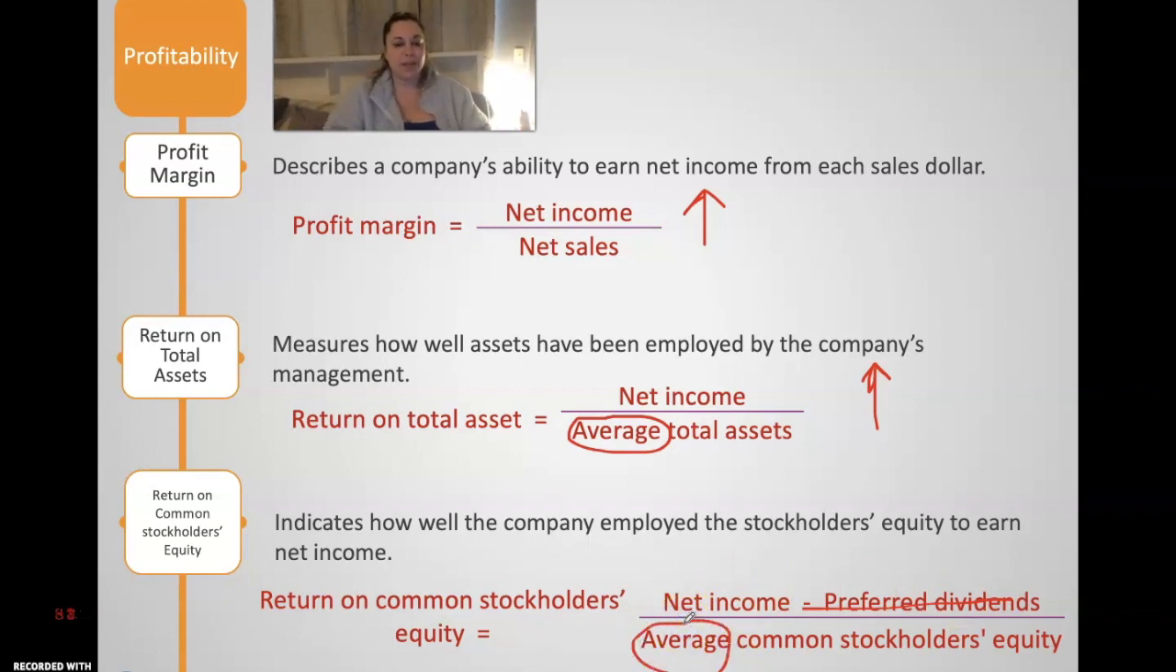So we have to look at the stockholders' equity section, which would be the common stock and the retained earnings. We add that together for one year. We do the same thing for the year before. We find the average by adding them together and dividing by 2.